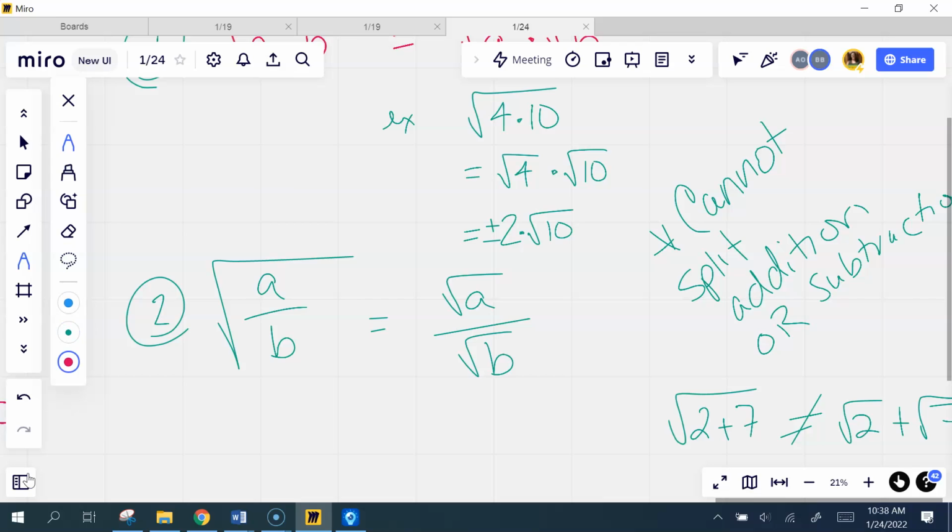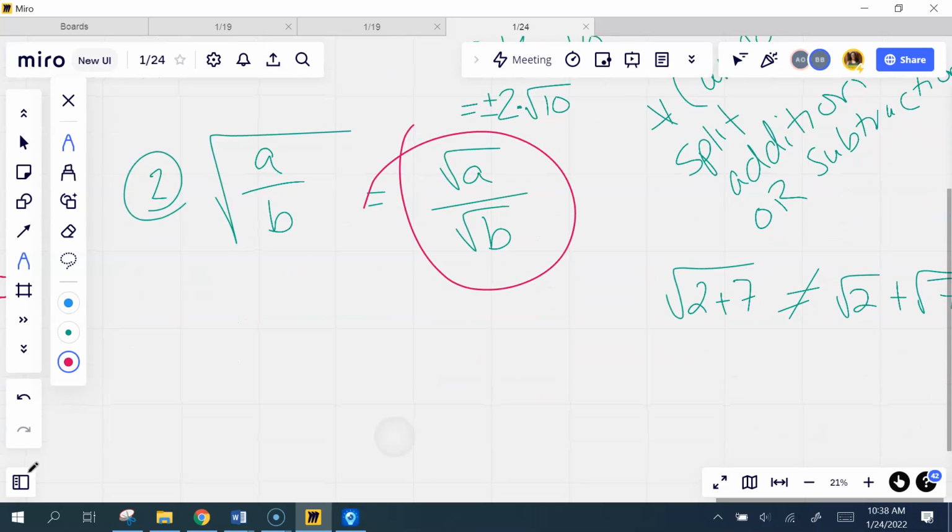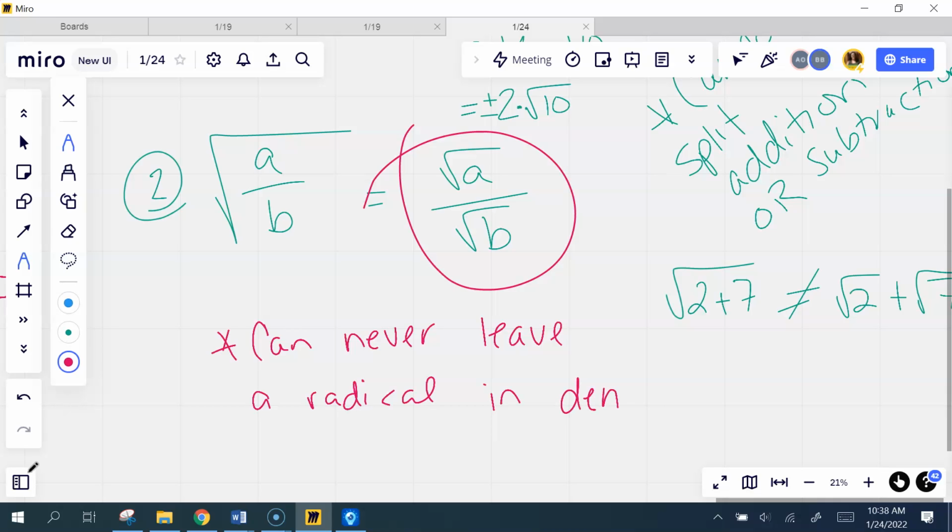Now, the easy part is splitting this up, but the hard part comes because, and I hope y'all remember this at least, you can never leave a radical in the denominator. Have y'all heard that rule before? You can't leave a radical in the denominator. It's bad math, and we don't do that. So we have to do what we call rationalize the denominator.